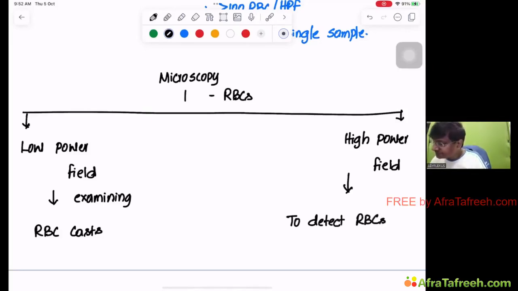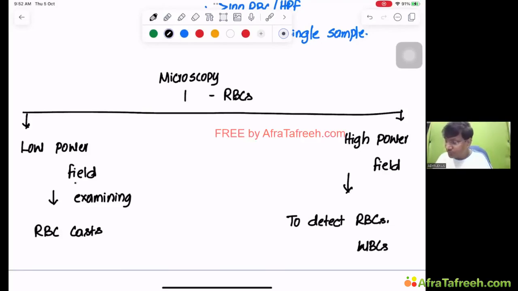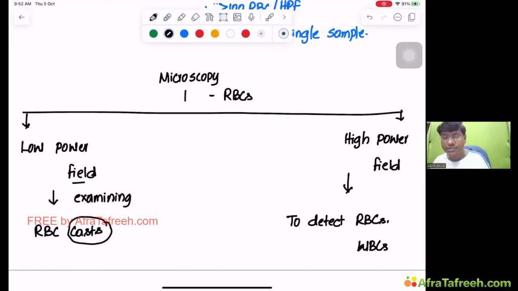RBCs, right? That is used to detect WBCs. That is the role of your high power field. Whereas low power field is mainly useful for examining the casts. If you want to check for individual RBCs, you need to take up the high power field.